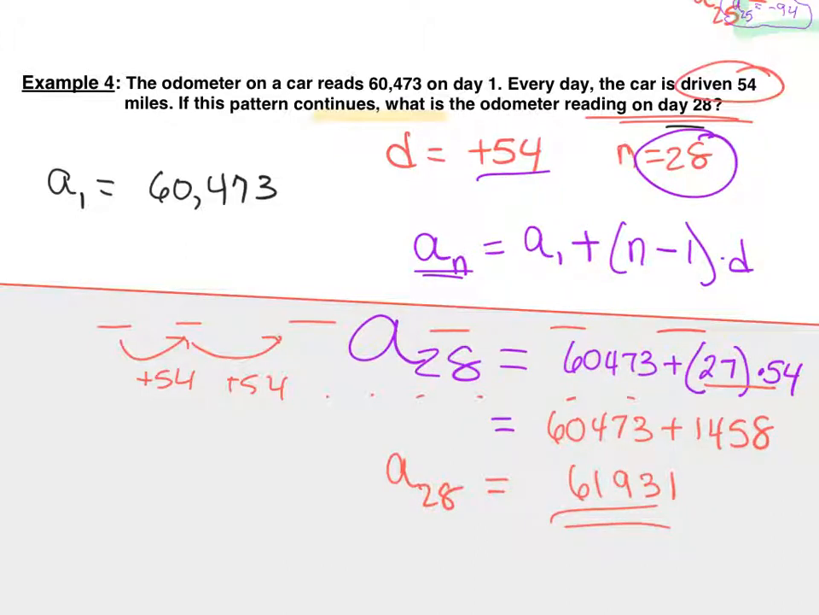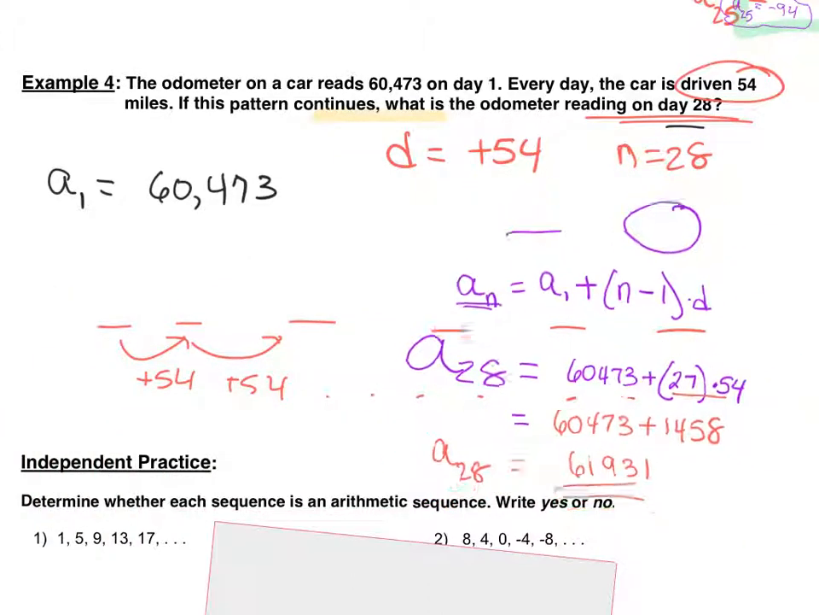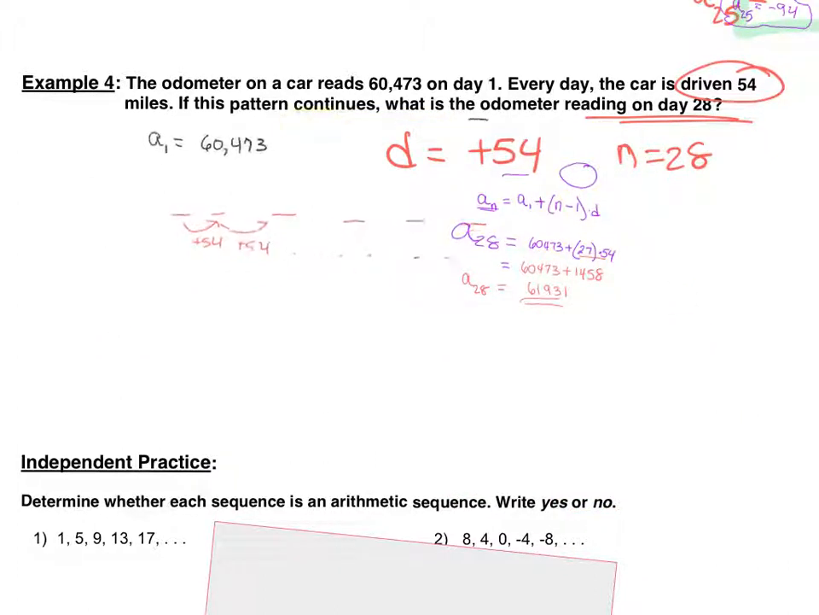So this formula actually comes from the fact that you're doing 54 multiplied by 27, n minus 1, because 28 minus 1 is 27, since there are 27 more numbers coming after the original. So, plus the original that you started with. That's exactly where that formula comes from. There's no need to memorize it. If I want to know what the 78th day is, that means I'm going to add 77 times whatever the difference is to the original. So that is the odometer reading on the 28th day.